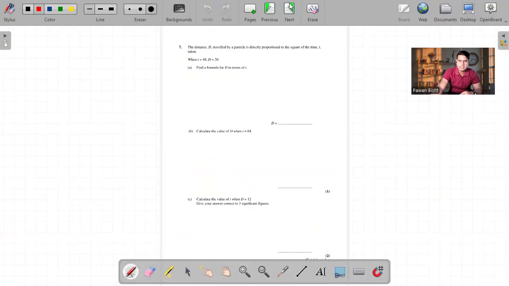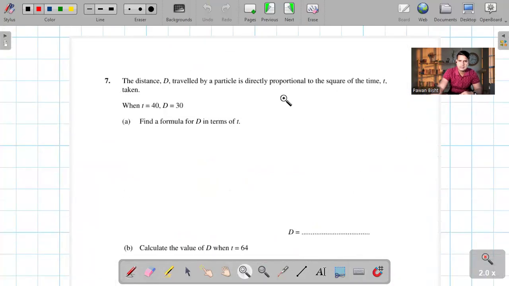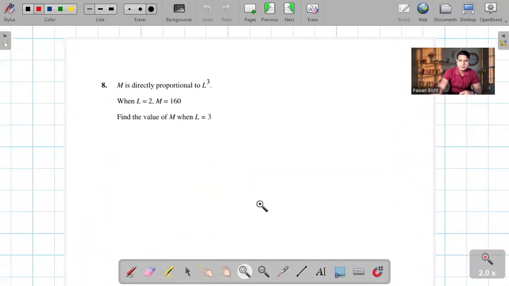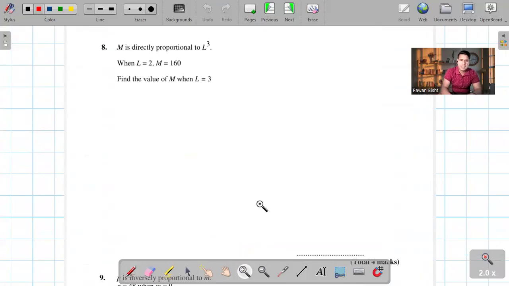Okay. Next, question 7, again I'm leaving it for you to practice. You try. Let me know if you're not able to do it, but you can do it. I know. Next. Question number 8. m is directly proportional to L cube. Now, whenever we remove the proportionality sign, again same thing, a constant k comes.